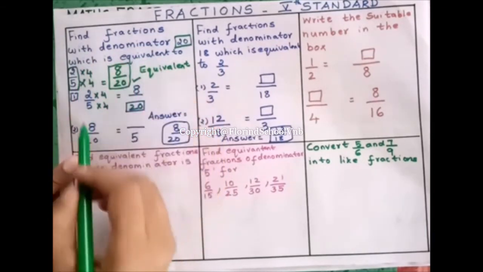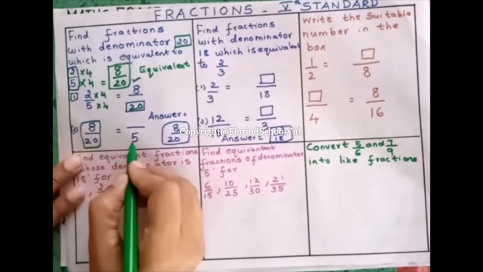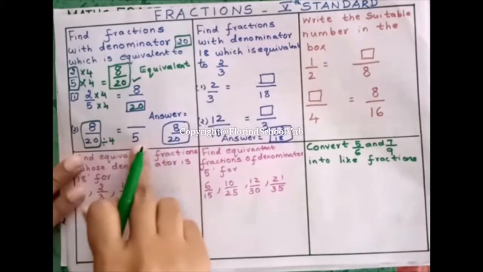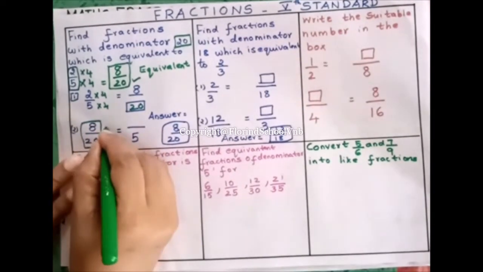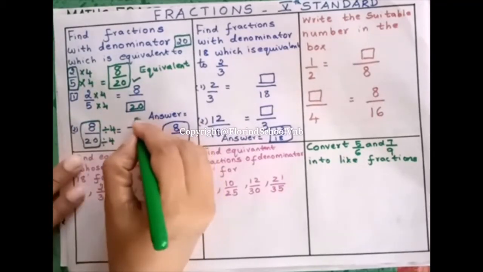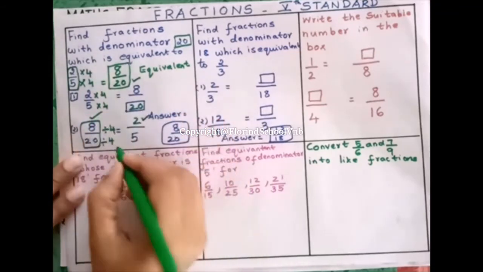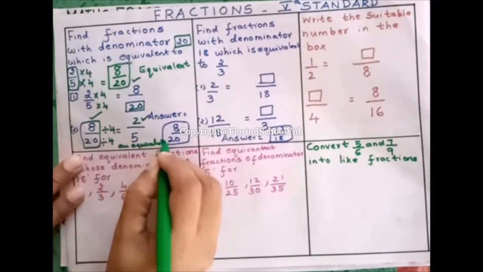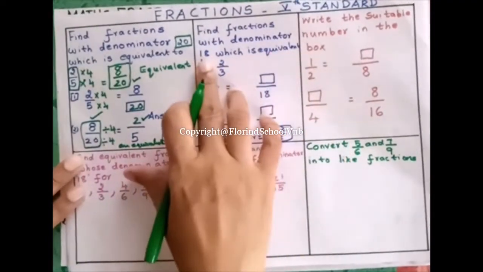Now, shall we see whether 8 by 20 is equivalent to 2 by 5? When do you get 5? When 20 is divided by 4, you get 5. 20 divided by 4 is 5. Numerator 8 divided by 4 is 2. So 2 by 5 and 8 by 20 are equivalent. Okay. Now find fractions with denominator 18.